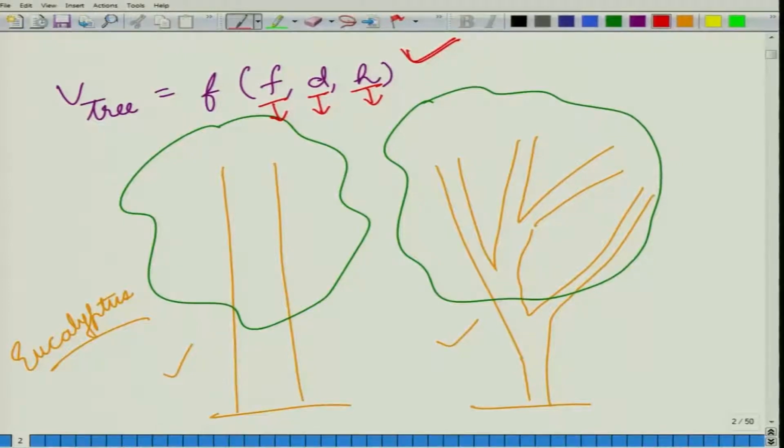Now, is there any way of simplifying this? So, why do we want to go for a simplification? We want to have a simplification because measurement of all these things for every tree becomes very tedious, and at the same time we do not want a very high level of accuracy and precision in this case, because wood is not a very expensive material.